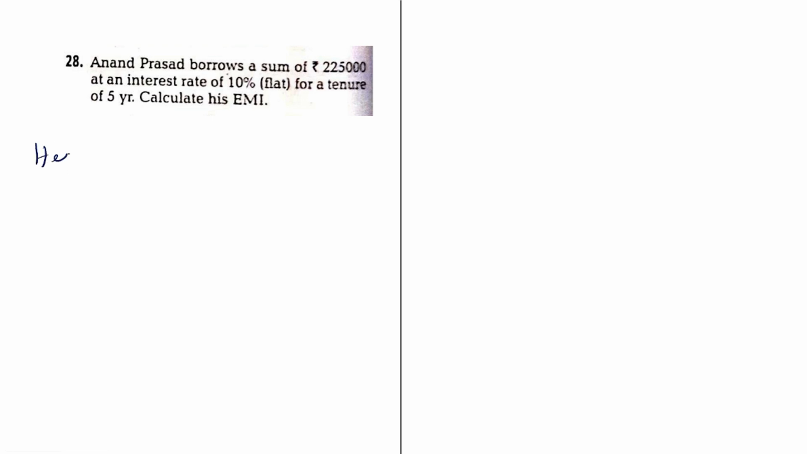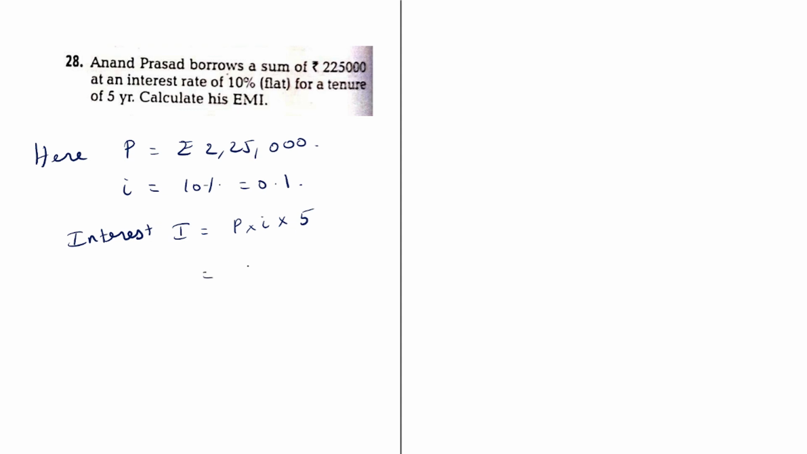So first let us write what is given here. P equal to rupees 2,25,000. Then the rate of interest, it is 10% or it is 0.1. Therefore the interest amount I is equal to P into I into the number of years, 5. So it is 2,25,000 into 0.1 into 5. When we simplify, we will get it as 1,12,500.